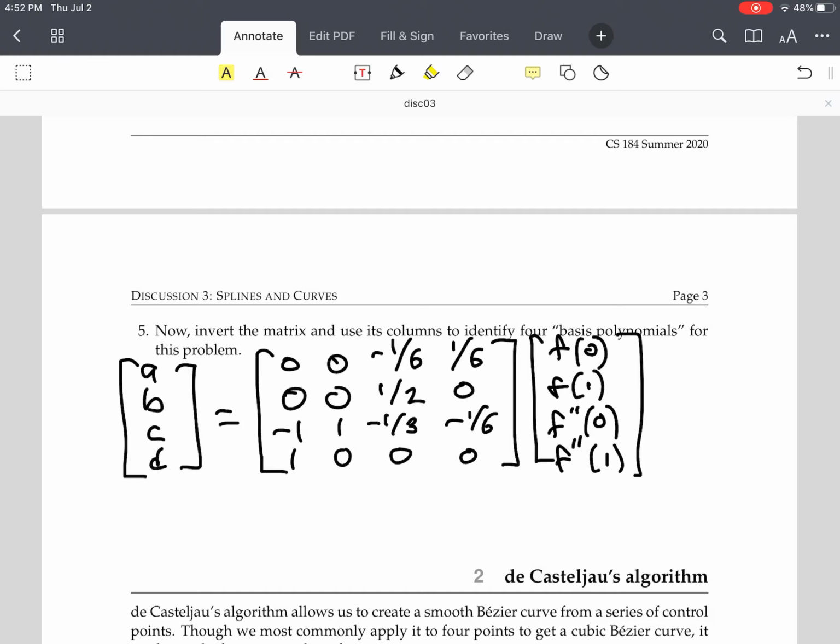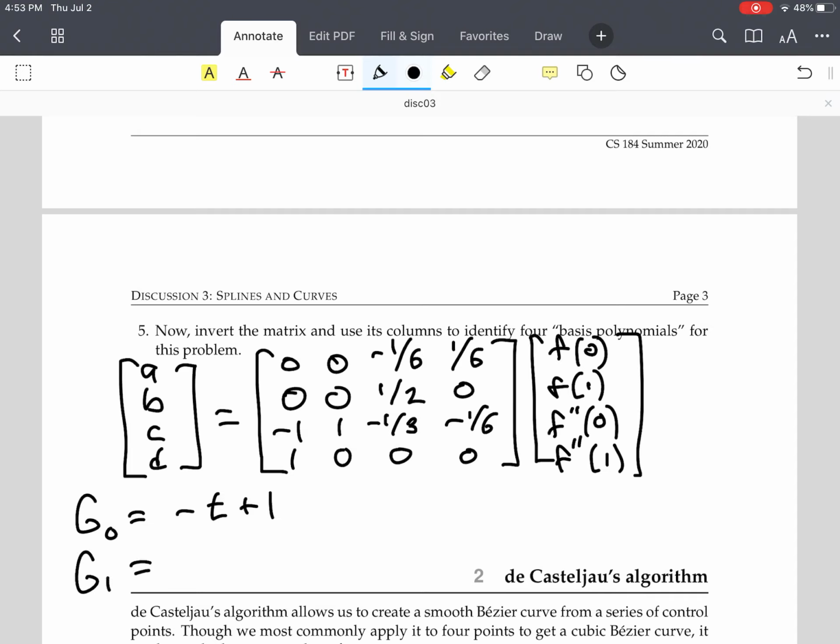And this is a degree 3 polynomial, which is why we have 4 rows. So let's just go ahead and read off. G0, which is the first basis polynomial, first column, it's 0, 0, so no cube, no square. It's just going to be negative t plus 1. Okay, read off the first column. The second one, G1, 0, 0, just t, right?